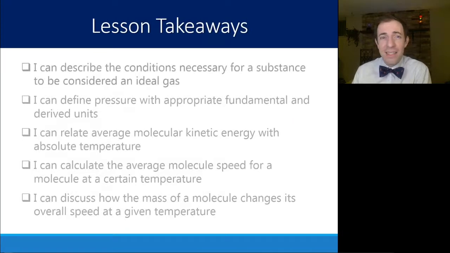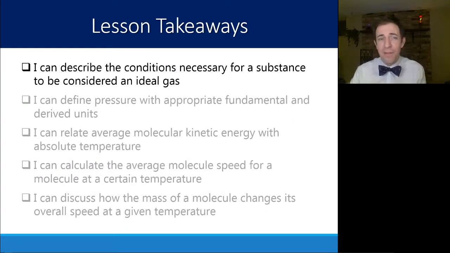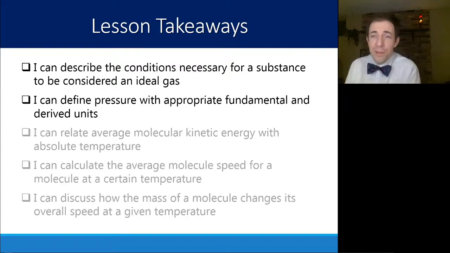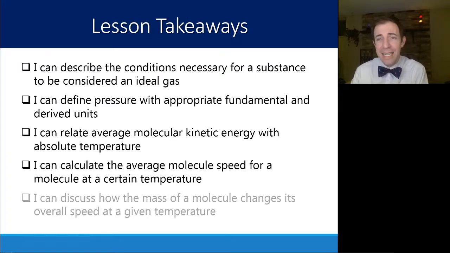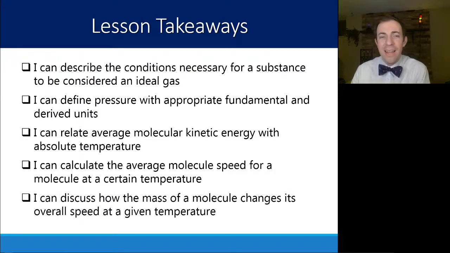So the takeaways from this lesson: you should be able to describe the conditions necessary for a substance to be considered an ideal gas, that list of assumptions that we talked about at the beginning. You should be able to define pressure with fundamental and derived units of newtons per square meter, which we use as pascals. You should be able to relate average molecular kinetic energy with the absolute temperature, using that 3/2 kBT relationship, and then use that to calculate the average molecule speed if you know the temperature and the mass of that molecule. And then ultimately conceptually compare: if the mass is lighter, then the velocity has to be greater at that temperature to have the same kinetic energy.